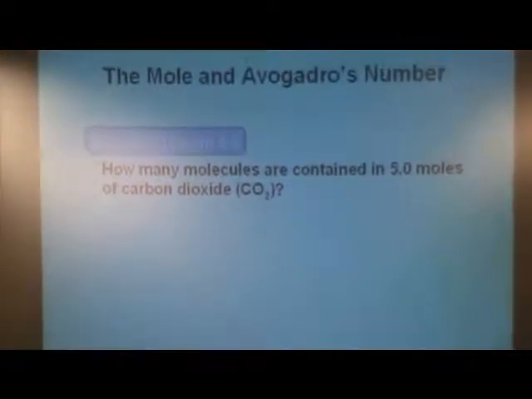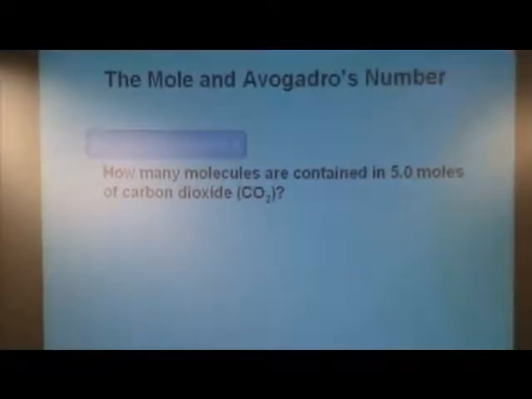Okay, that's a very good question. How many molecules are contained in 5 moles of carbon dioxide? What do you think? How do you answer this? Let's say we have a test now. You gotta know how many, you gotta find. Carbon has 12, and oxygen has 16. So what is 1 mole of CO2 equal to? 44.